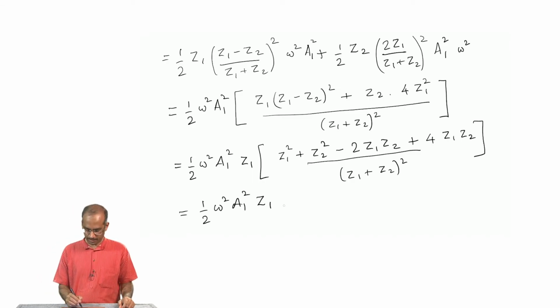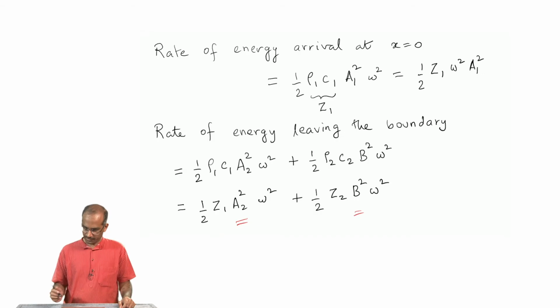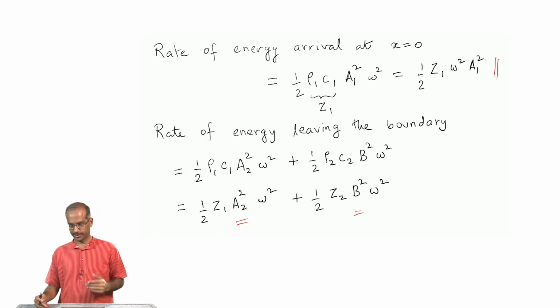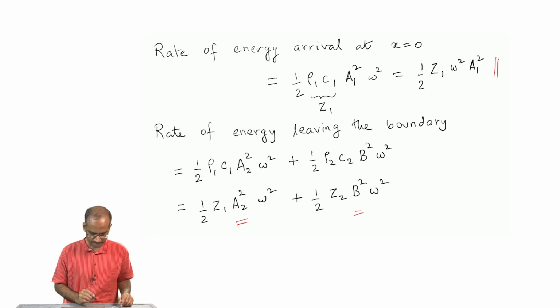Now, if you compare this final relation with what we obtained here for the rate at which the energy arrives at x equal to 0 at the boundary, you will see that they are exactly equal. That should not be surprising, because the rate at which the energy is arriving at x equal to 0 is the rate at which the energy is being pumped into the transmitted and the reflected waves. So, clearly there is energy balance, because we have assumed that there is no dissipation.